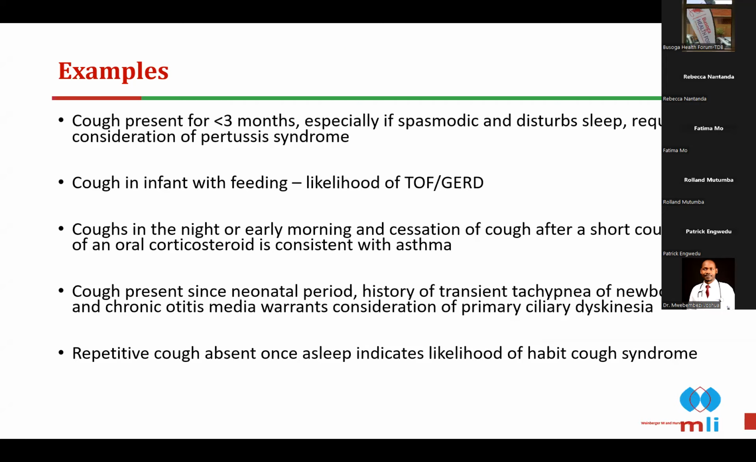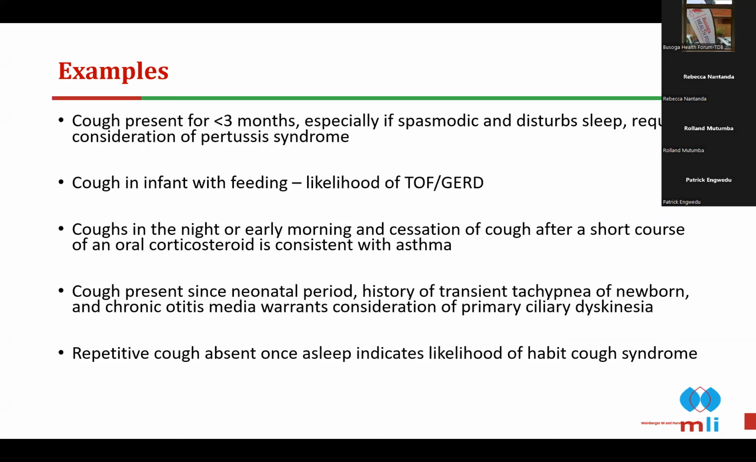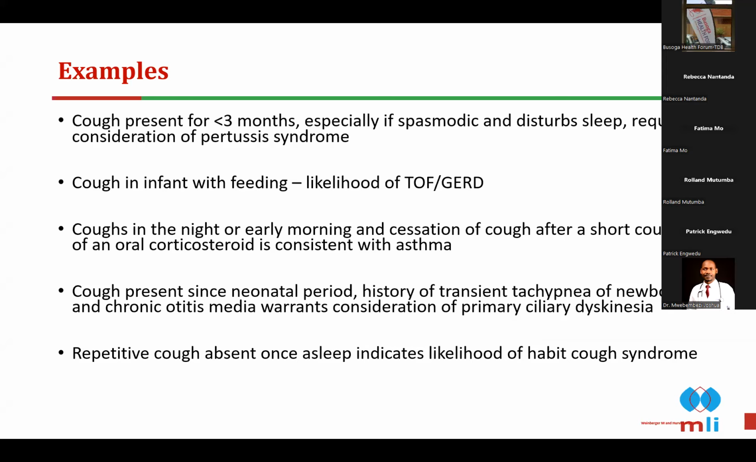And just to give some examples, if you have a cough that is present for less than 3 months, and especially if it's spasmodic and disturbs sleep, probably think about pertussis syndrome. If an infant coughs when they are feeding, it's probably not primarily a problem in the lungs. It could be the spilling of the feeds from the GIT into the lungs, like in tracheoesophageal fistula. If the cough happens a lot in the night or early in the morning, and ceases after a short course of oral corticosteroids, it may be consistent with asthma.